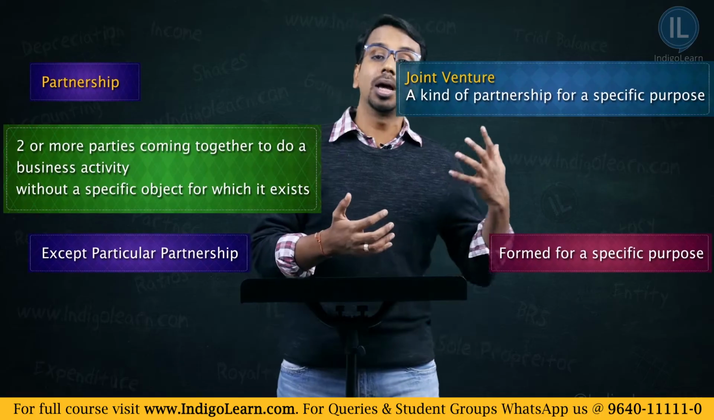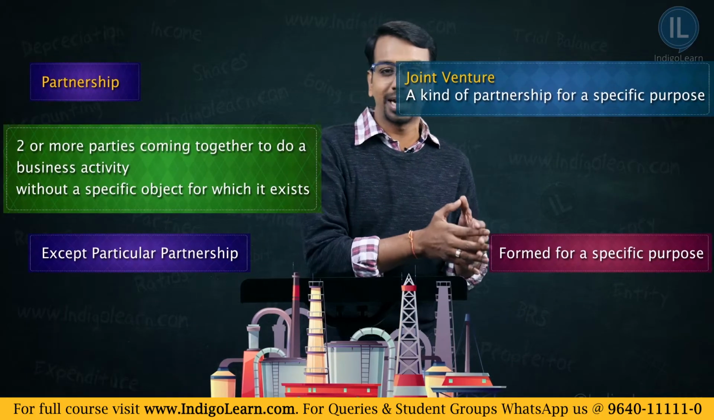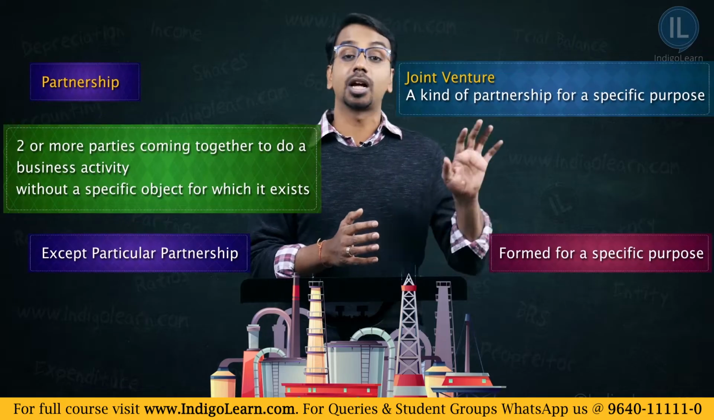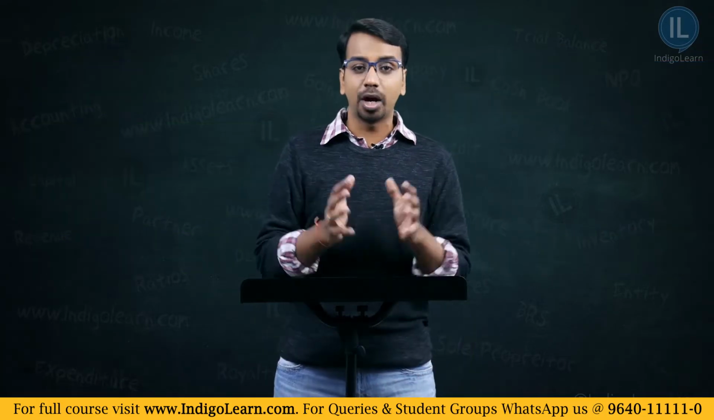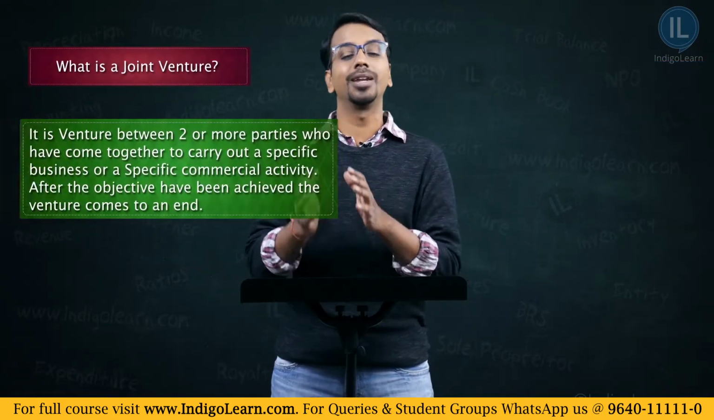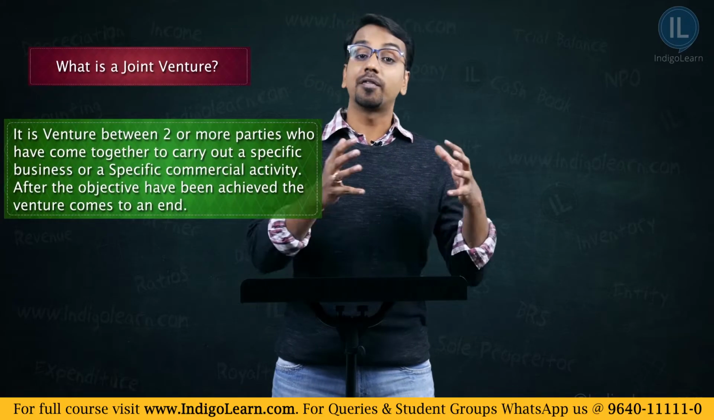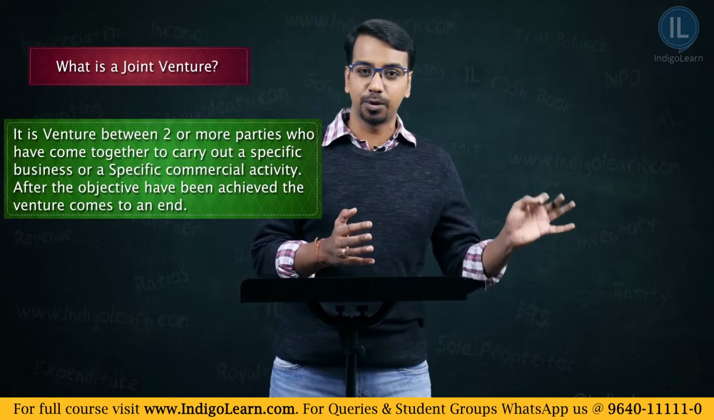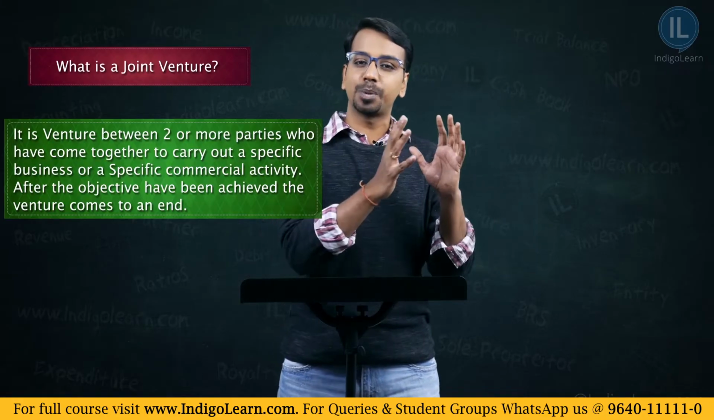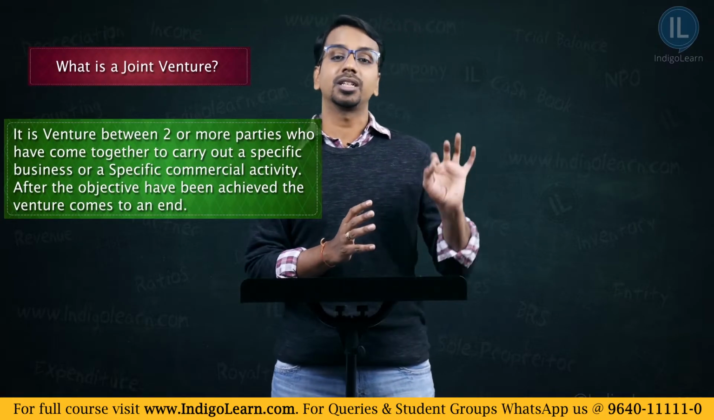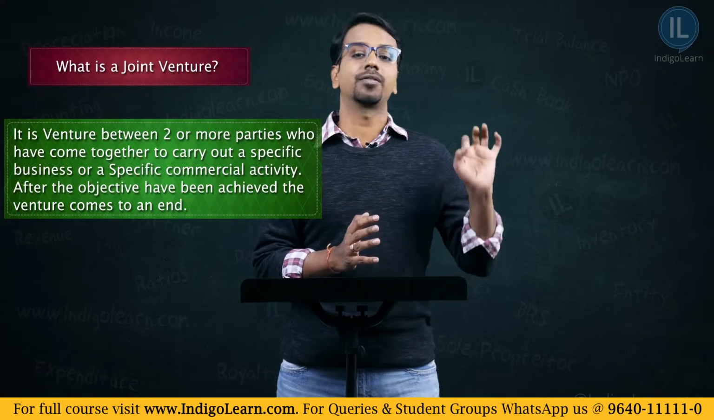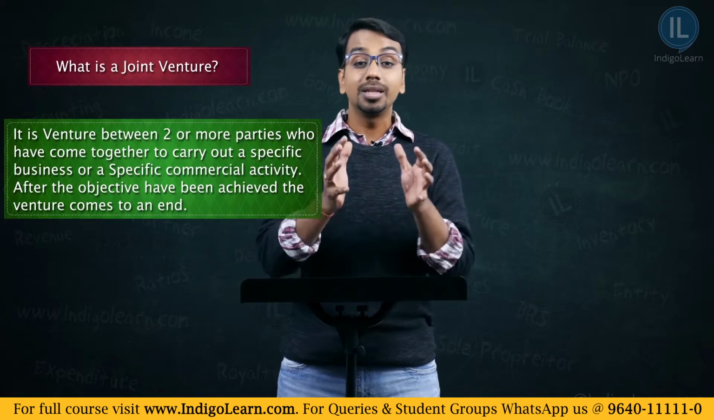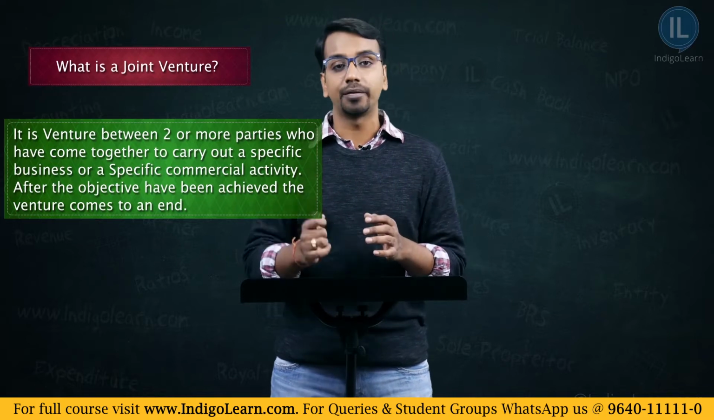Similarly, if it is about oil exploration, after the exploration activities are completed, after the production activities are completed, the joint venture comes to an end. So what is a joint venture? It is a venture between two or more parties who have come together to carry out a specific business or a specific commercial activity. After that specific activity is over, after that particular activity is completed, or after the objectives have been achieved, the venture comes to an end. So this is a brief background of what a joint venture is.